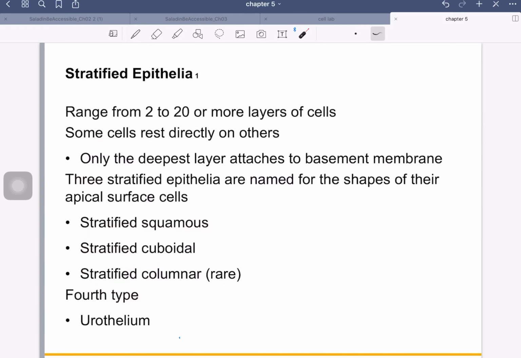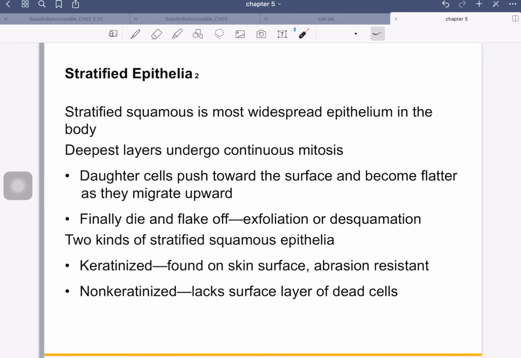And then we have another one, which sometimes is called transitional, or you can call it urothelium. Why urothelium? Because it really shows up in the urinary tract, or parts of it. So the stratified epithelium is the most widespread. The deepest layers undergo continuous mitosis. They have to replace the apical cells.